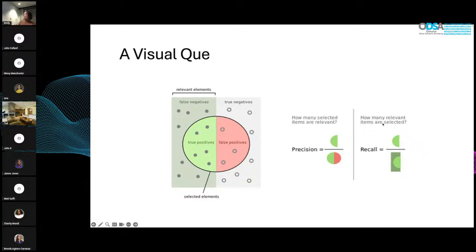When we look at recall, it's a different part of the problem. We want to know how many relevant items are selected. So it is the inner circle green slice over this entire half of the picture, the dark gray area plus the half of the green slice. So it's saying, of all of the potential positives that exist in the world of our data set, how many did we actually capture?